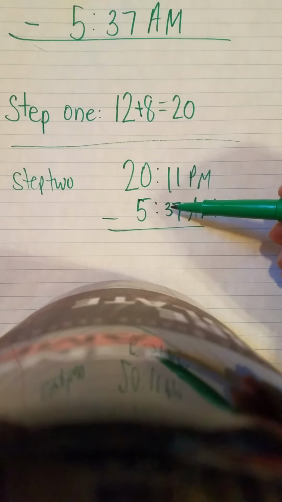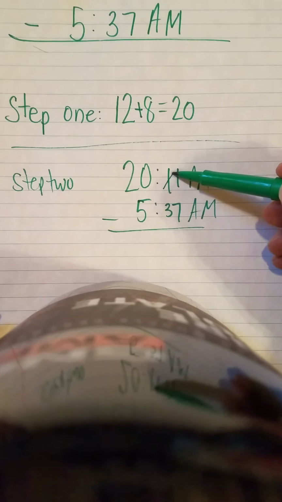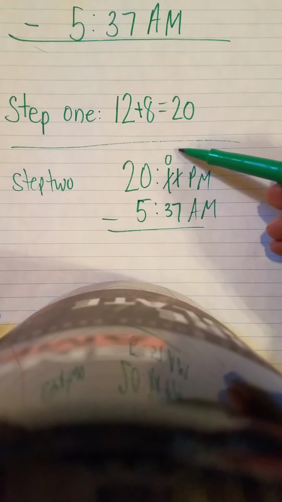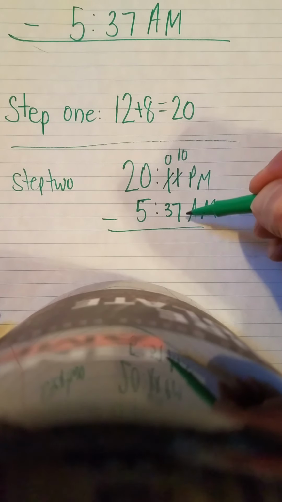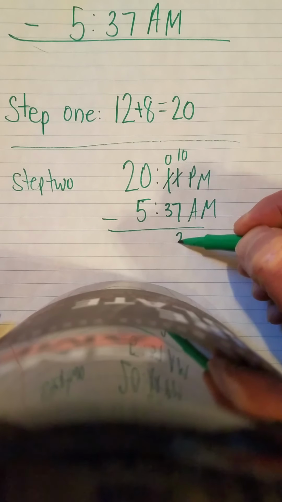Okay, so we can't subtract here, we can't subtract here, but we can take a 10 to make a 10. And remember, we're dealing with tens because it's to the right of the colon. Okay, so we can subtract 10 minus 7 equals 3.